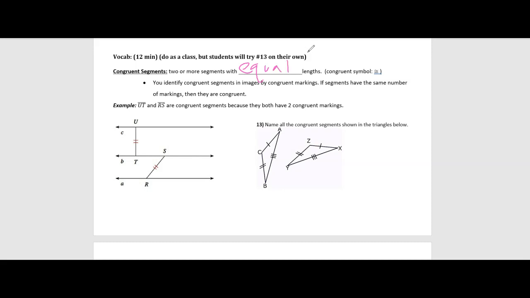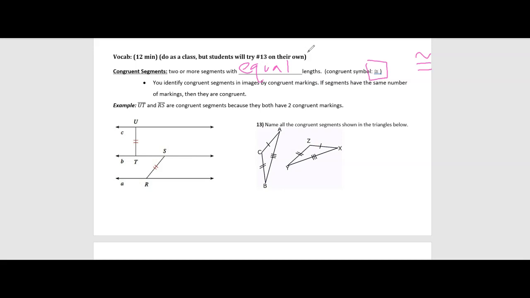You identify congruent segments in images by congruent markings. If segments have the same number of markings, then they are congruent. And also notice that it may be a little hard to see, you may have to make your video full screen, but this is the symbol that says two segments or two things are congruent.